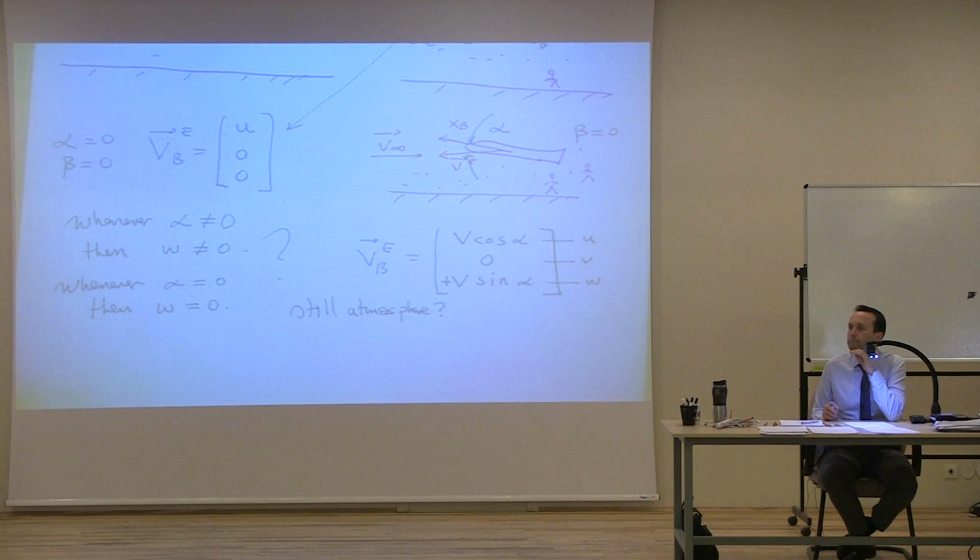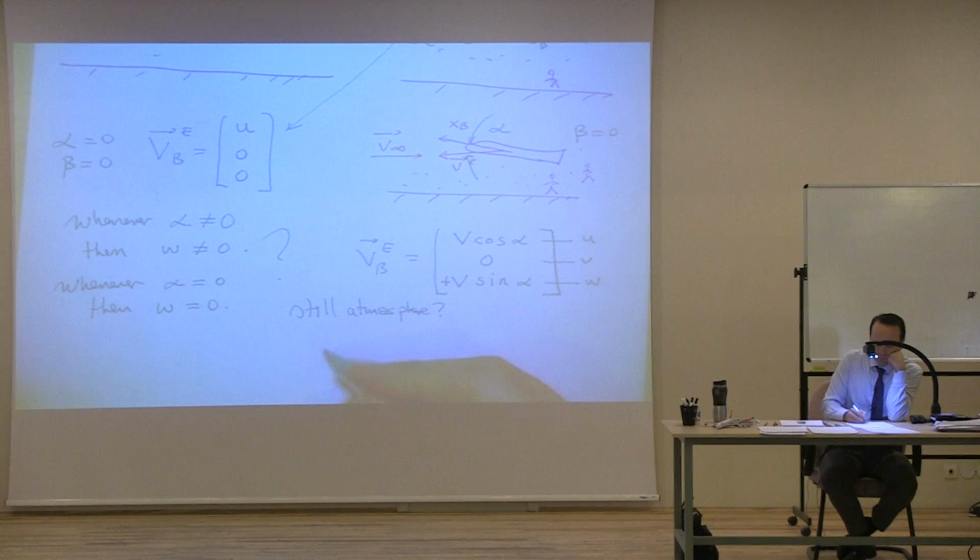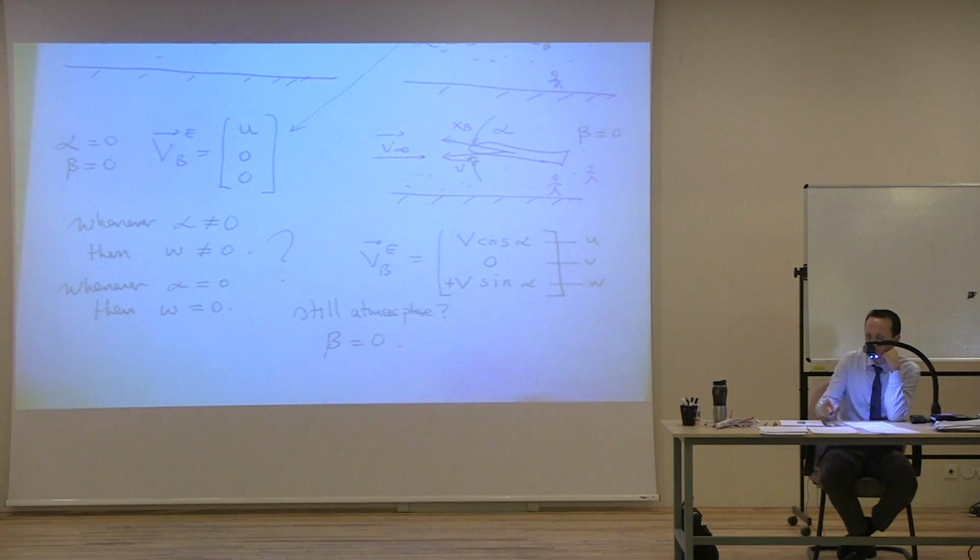Sorry? That airplane is flying with a velocity. Yeah. So is this correct? Why not? For still atmosphere and beta equals 0. So that's what, these are the two conditions I impose. So it's a 2D problem. Are these two statements correct or not correct?